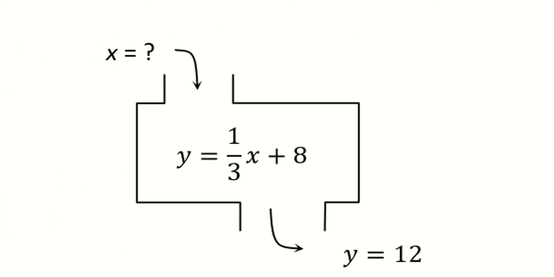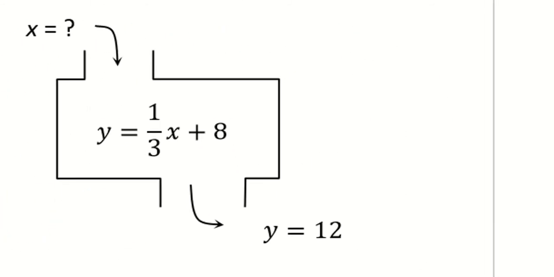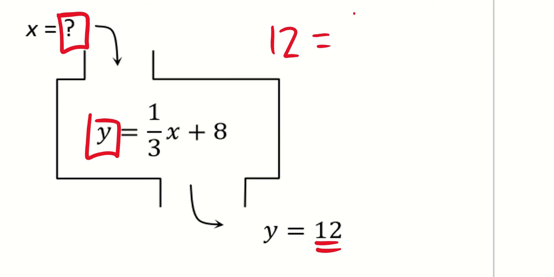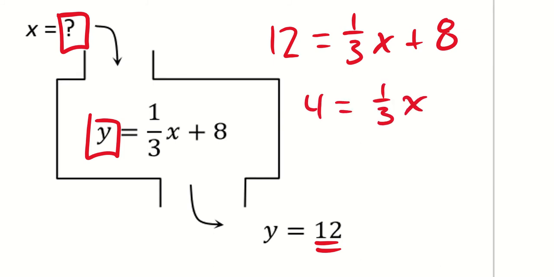For B, you can see we're asked to identify the input, right? Which input will produce an output of 12? Well, I want to know what x is when y is 12, so I'm just going to go ahead and set this equal to 12. So I'm going to say 12 equals 1/3 times x plus 8. So one way of looking at this is what value of x will produce 12, right? What value of x will make the 1/3 x plus 8 equal to 12? I'm going to solve that by subtracting 8 from both sides. If I do that, I get 4 equals 1/3 times x.